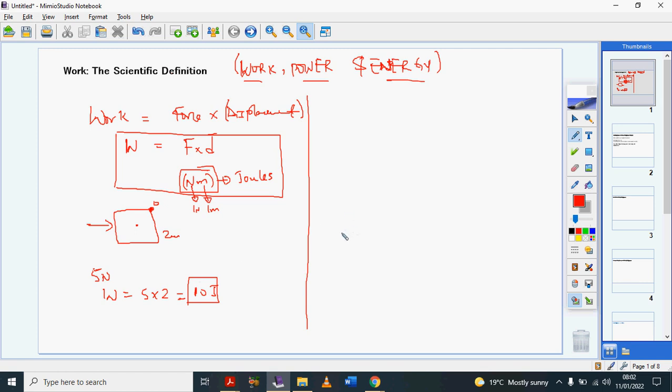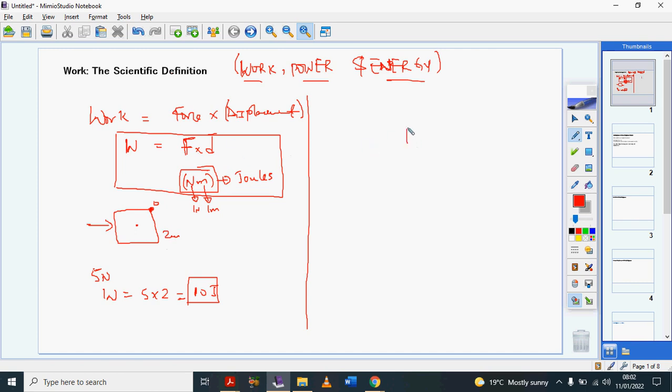Now, work is done in all sorts of situations. It's done in horizontal motion, it's done in vertical motion, it's done in motion at an angle. So we're going to look at all of those ideas. The underlying key factor is that it has to be force times displacement.